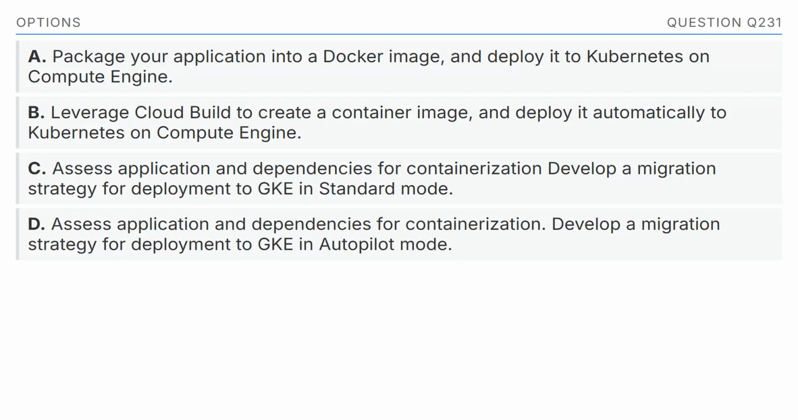The options are: Option A, package your application into a Docker image and deploy it to Kubernetes on Compute Engine. Option B, leverage Cloud Build to create a container image and deploy it automatically to Kubernetes on Compute Engine. Option C, assess application and dependencies for containerization. Develop a migration strategy for deployment to GKE in standard mode. Option D, assess application and dependencies for containerization. Develop a migration strategy for deployment to GKE in autopilot mode.